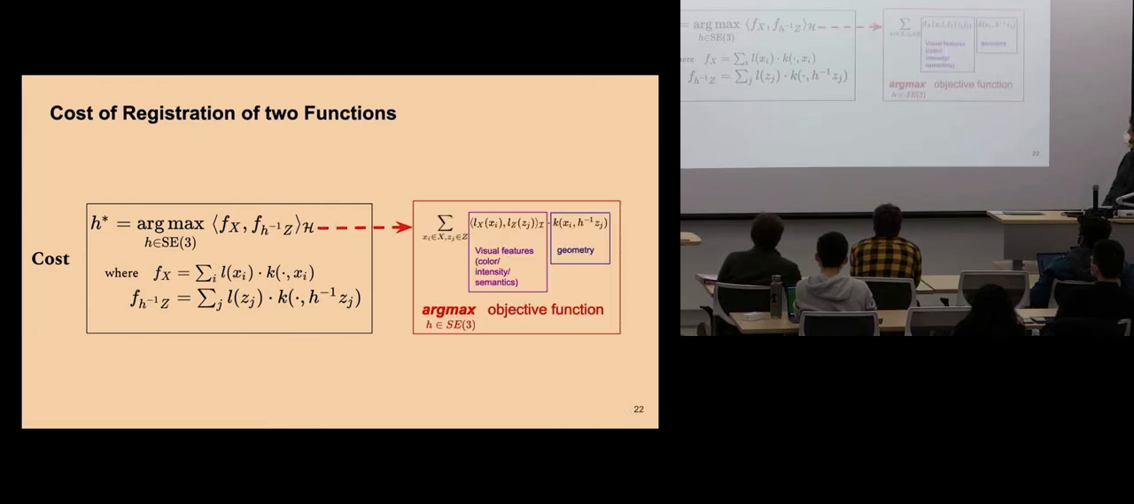After some math manipulation, we'll arrive at the double sum of geometric kernels, where the weights of these geometric kernels are the visual features. So this objective function will contain the information from both the geometric and non-geometric information. We want to perform the gradient ascent to maximize this objective function.